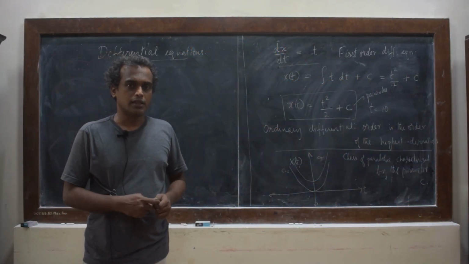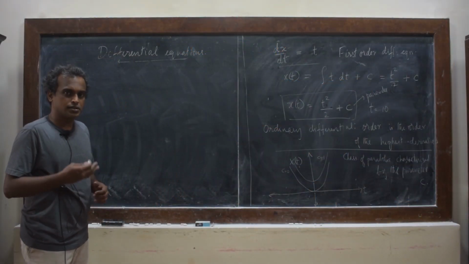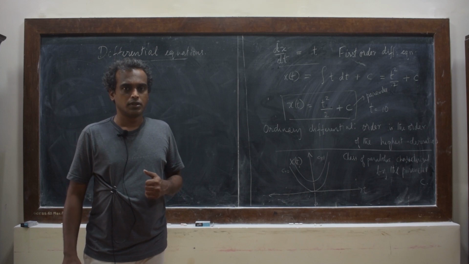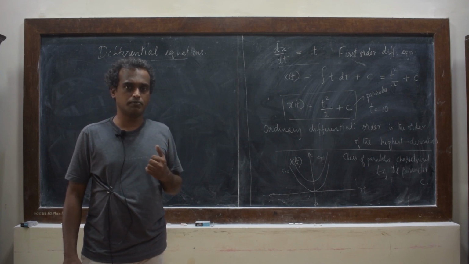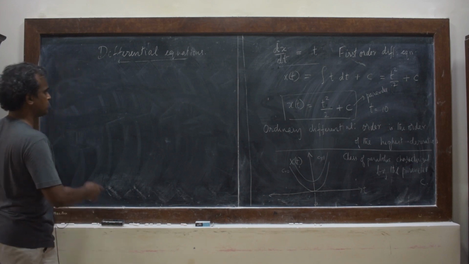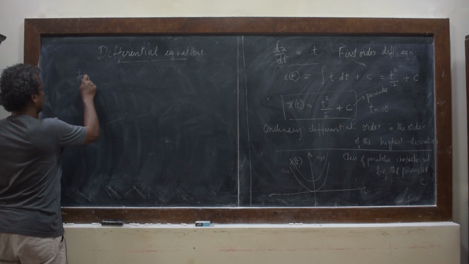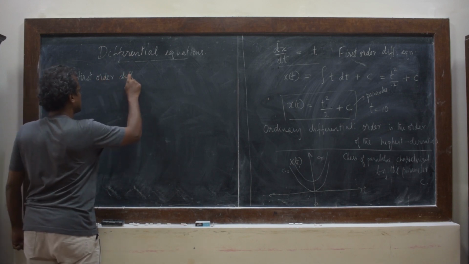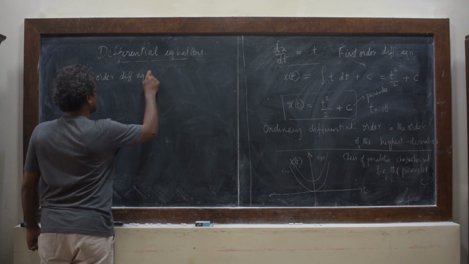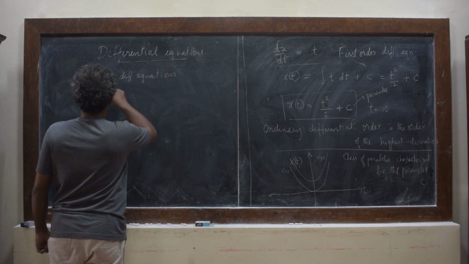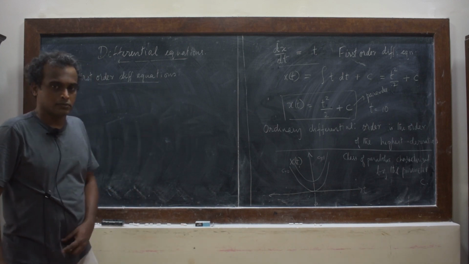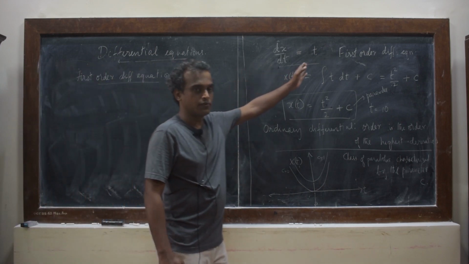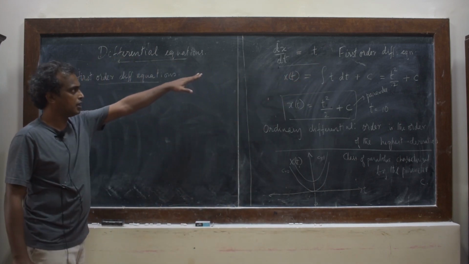Let us now look at various types of differential equations, starting with the lower order ones. So, as a differential equation with its lowest possible order, we will start with first order differential equations. We have already seen one example of a first order differential equation in what we saw over here.